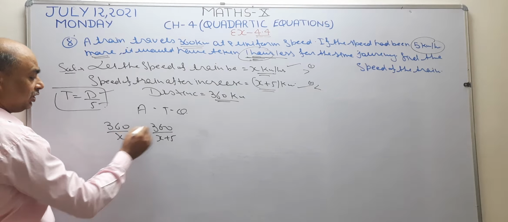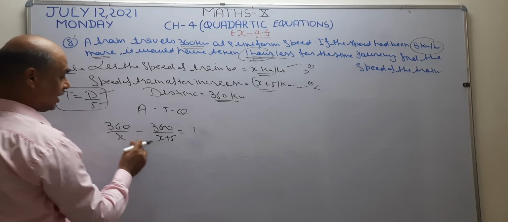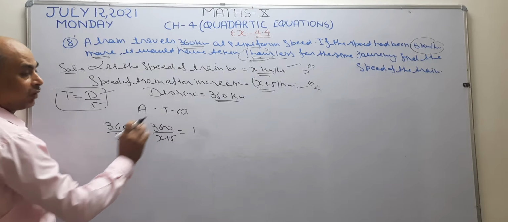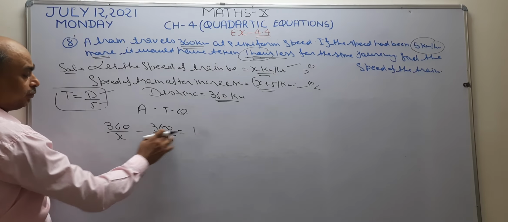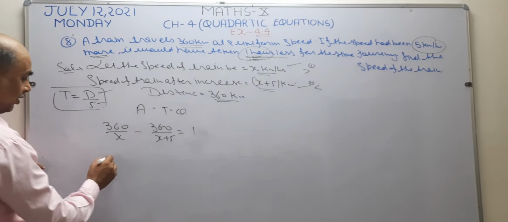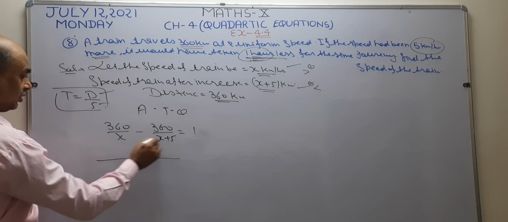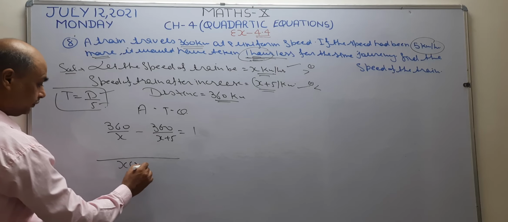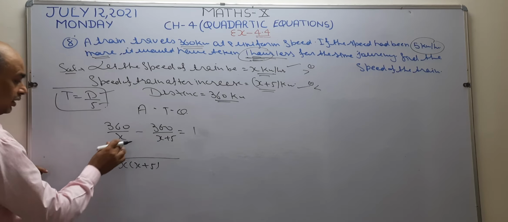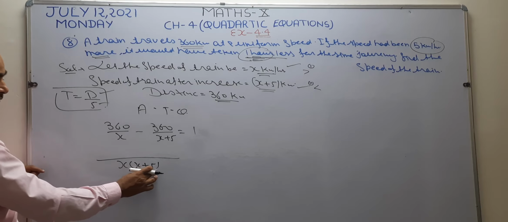And the difference between these two times is given as 1 hour. So I write here a minus sign and equal to 1. This is 1 hour. The difference between the two times is equal to 1 hour. Now I have to solve these two. So taking the LCM of these two becomes x into x plus 5. This x is going to cancel with x. What is left? x plus 5.